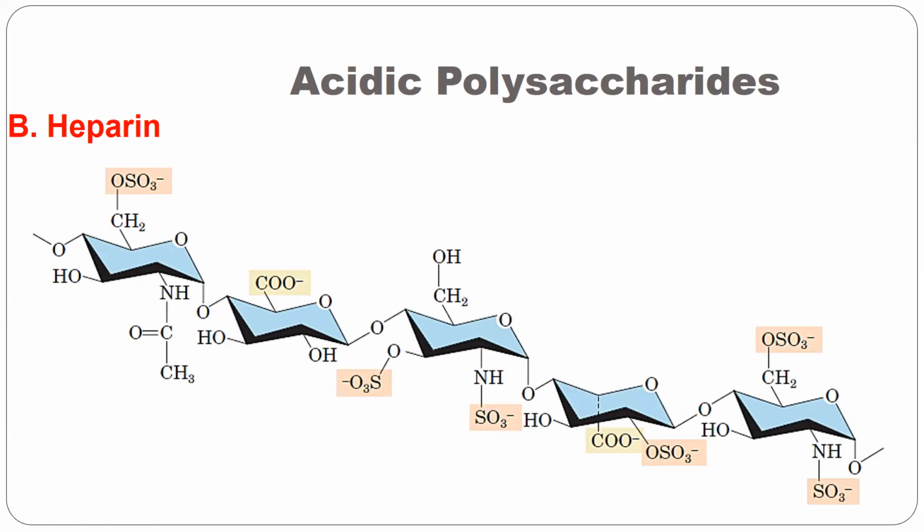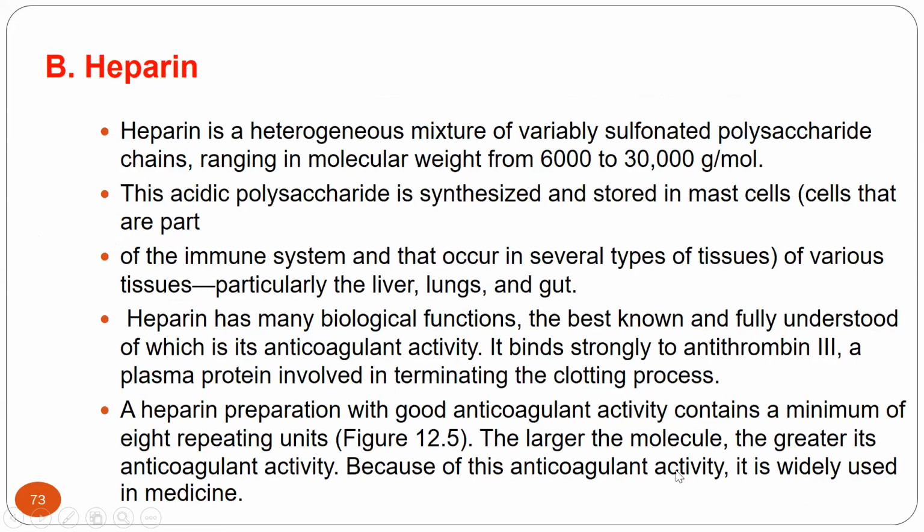Derivative of your glucose. And then carbon 2, carbon 3, you have also the sulfate. So what you can see with heparin is the kind of sulfate, no? Carbon 2 sulfate, NHSO3 sulfate. So it is variable. So heparin is a heterogeneous mixture.